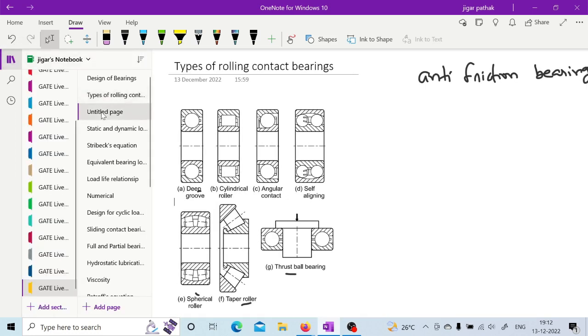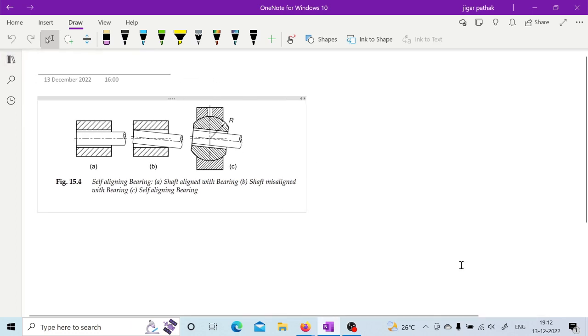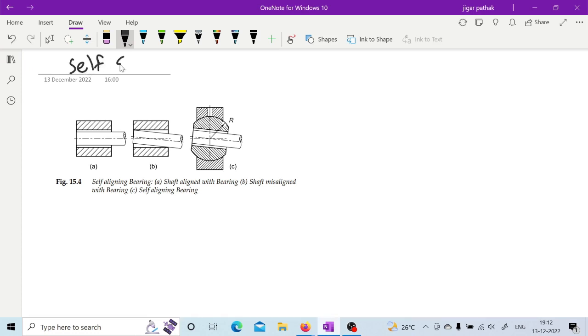So after that, this is regarding the self-aligning principle, right? As we have seen, there is a self-aligning bearing. What happens in this particular case is, as mentioned here, the shaft is aligned with the bearing as shown in this figure A.